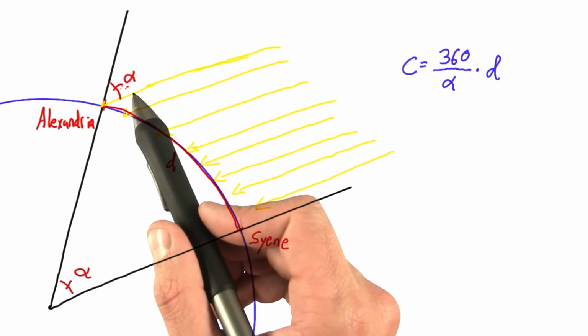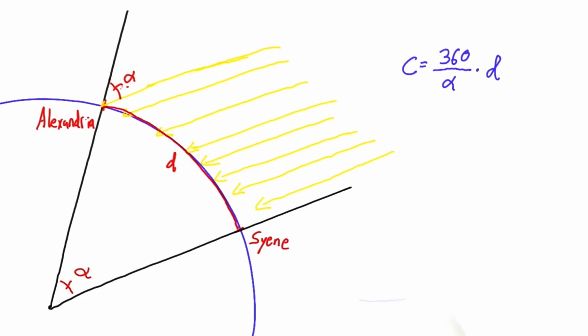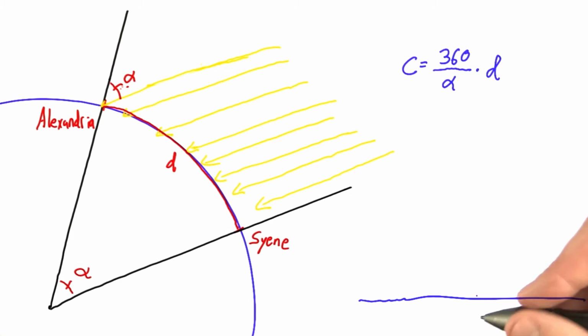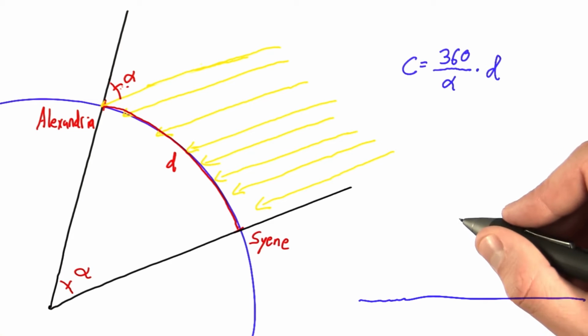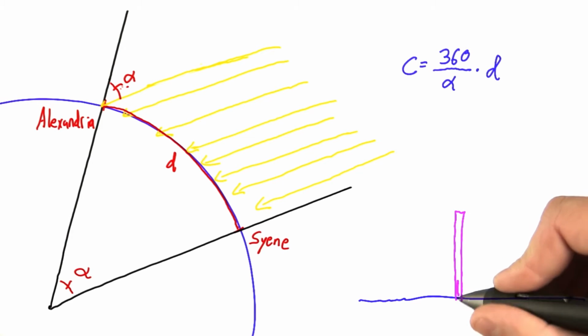To determine this angle alpha, let's imagine what it would be like to be standing here in Alexandria. Well, if I were actually standing there, I can now say the Earth is flat because I don't notice the curvature of the Earth on a daily basis. And I can imagine sticking some sort of pole into the ground. And maybe I know the length of this pole.